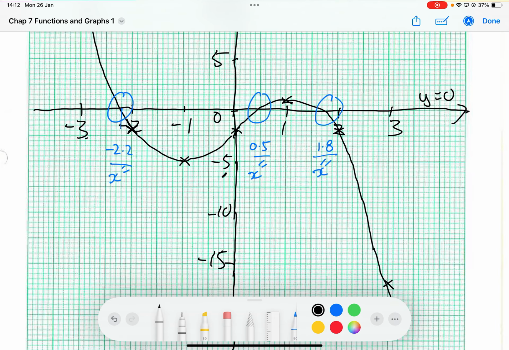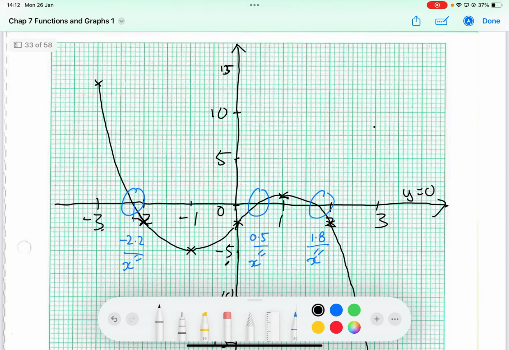So my graph crosses the x-axis at this point, and this point. So I want to go to these 3 points and see what is their x. So I have my x equals negative 2.2, I have my x equals 0.5, I have my x equals 1.8. And those are the solution.